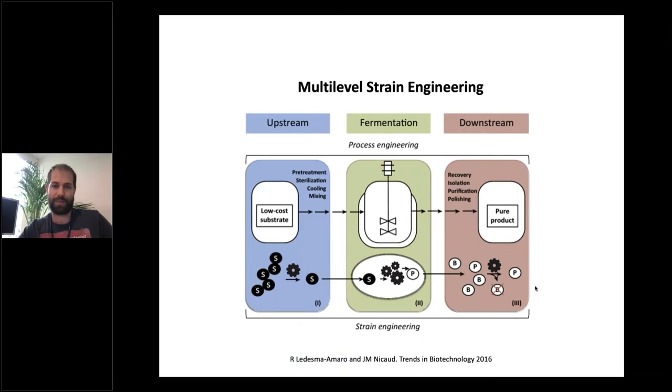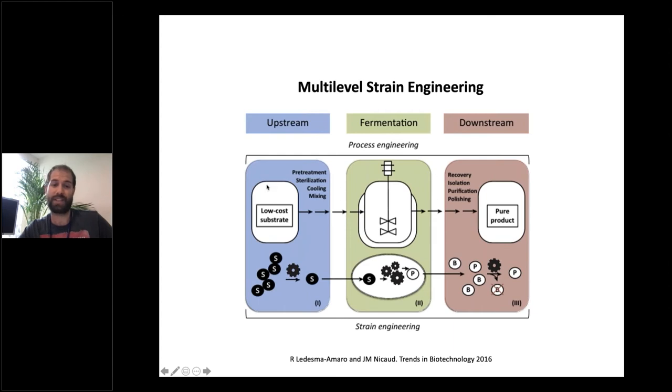And now we're going to dig a little bit more into some particular examples coming from the lab and using Yarrowia to make lipids in a more sustainable way. And when we talk about sustainability, we should not only think about the environment, but also about the economics of the process. Here I present a typical process, from the upstream part where you have the substrate, which is loaded into the fermentation, and then when you have your lipid being produced, it needs to go to a downstream part where it needs to be recovered, isolated, purified, and polished.